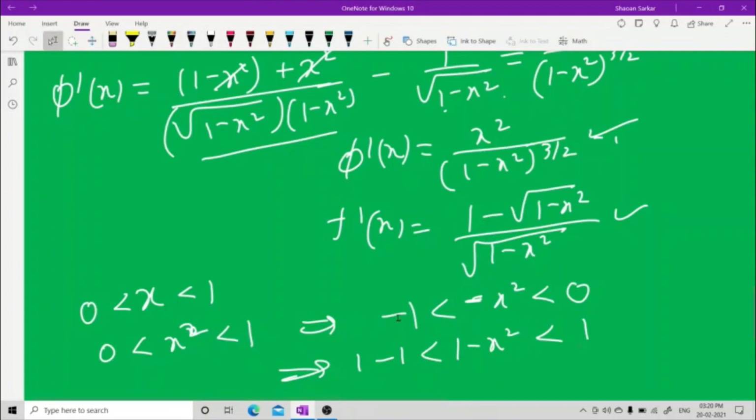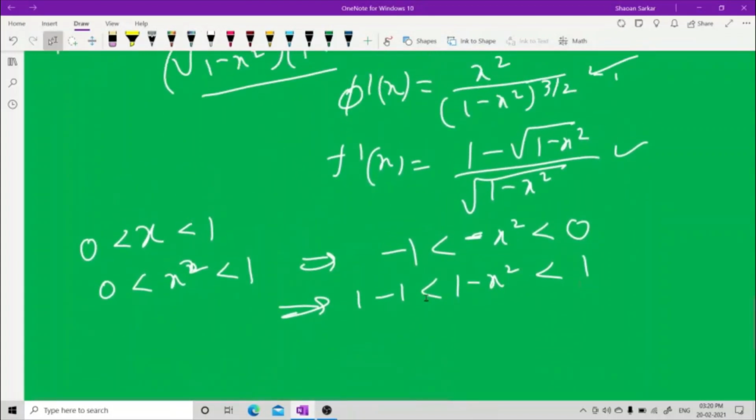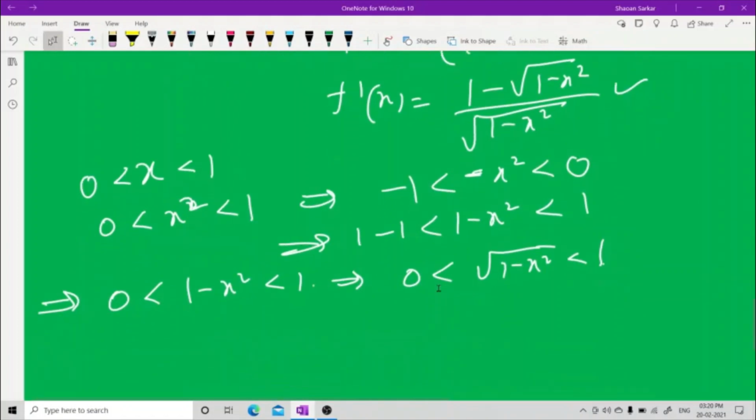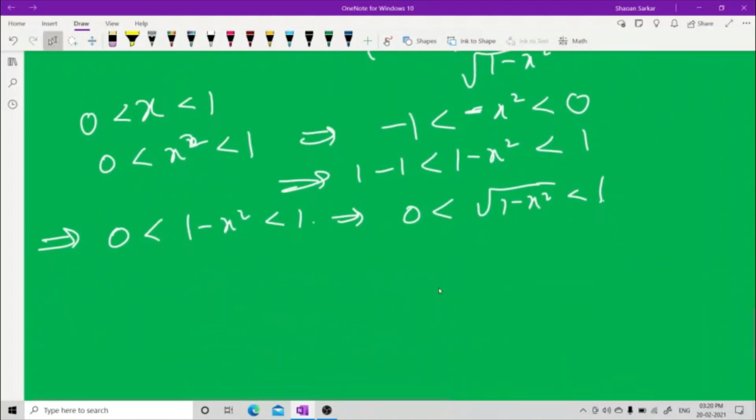So this becomes 0 less than 1 minus x square less than 1. Now take the under root: 0 less than under root 1 minus x square less than 1. Now write a minus sign on all sides. So minus 1 less than minus under root 1 minus x square less than 0. Add 1 on all sides.